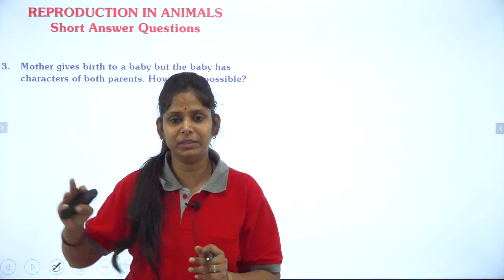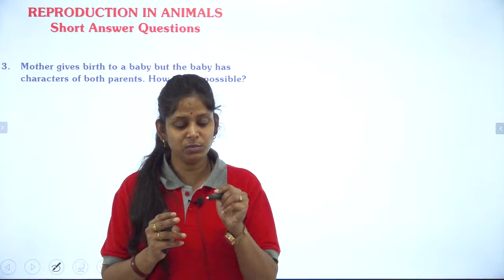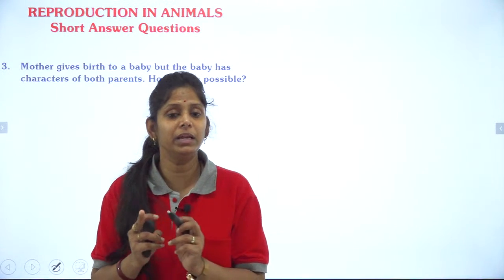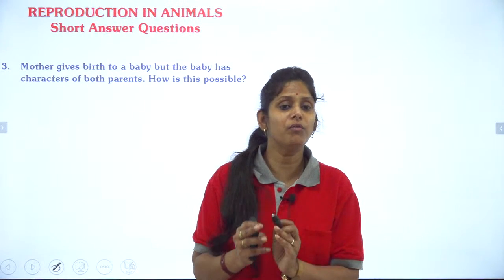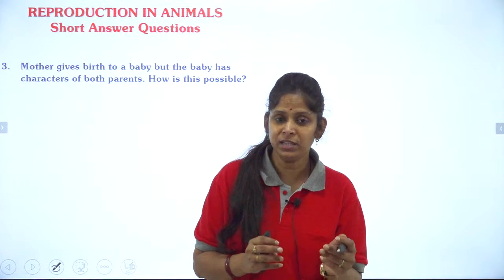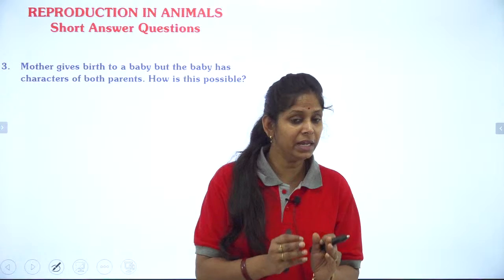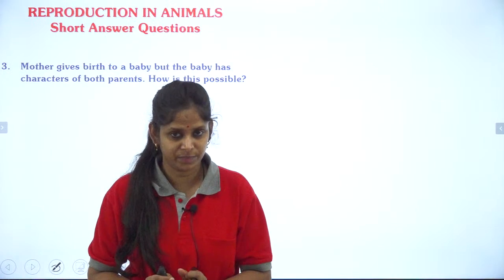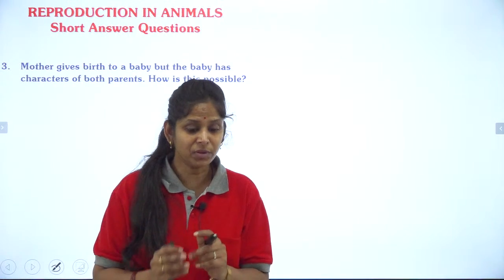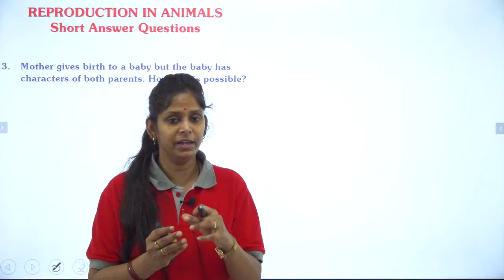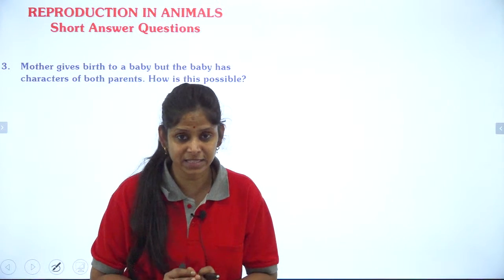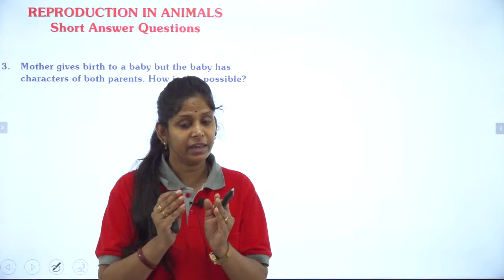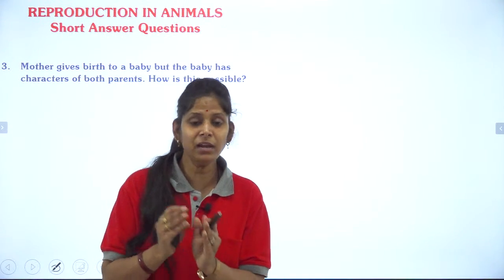As we know very well, although the mother gives birth to a child, this baby is formed from the fertilization of male and female gametes. So when sperm and ovum fuse together, what happens? The nucleus of the male gamete fuses with the nucleus of the female gamete to form a zygote. This zygote is single celled, because there is fusion only between the nuclei of both cells. So this zygote contains characteristics of both the parents, male and female.